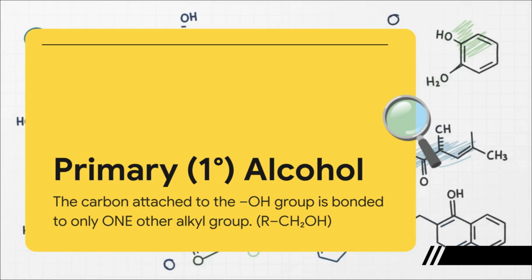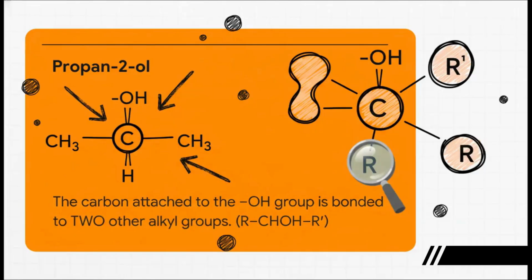Think back to our propan-1-ol example. The carbon holding the OH is only attached to one other carbon chain. That's what makes it primary. And following that same logic, a secondary or 2-degree alcohol is when that special carbon, the one with the OH, is directly attached to 2 other alkyl groups. You see the pattern, right? The name literally tells you what to look for.